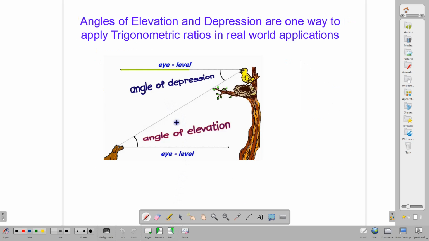Let's continue here to talk about something else. Angles of elevation and depression is just a simple way in which we can apply the ideas of using trigonometric ratios to solve real-world situations.